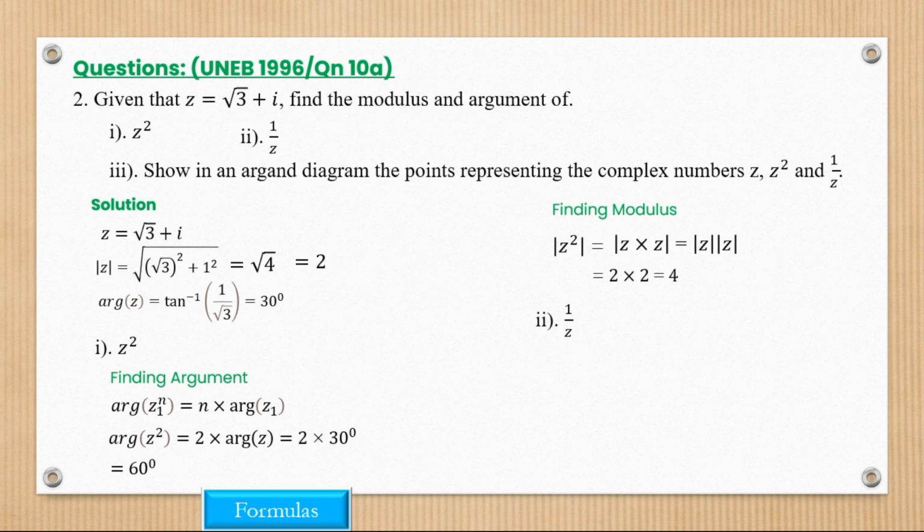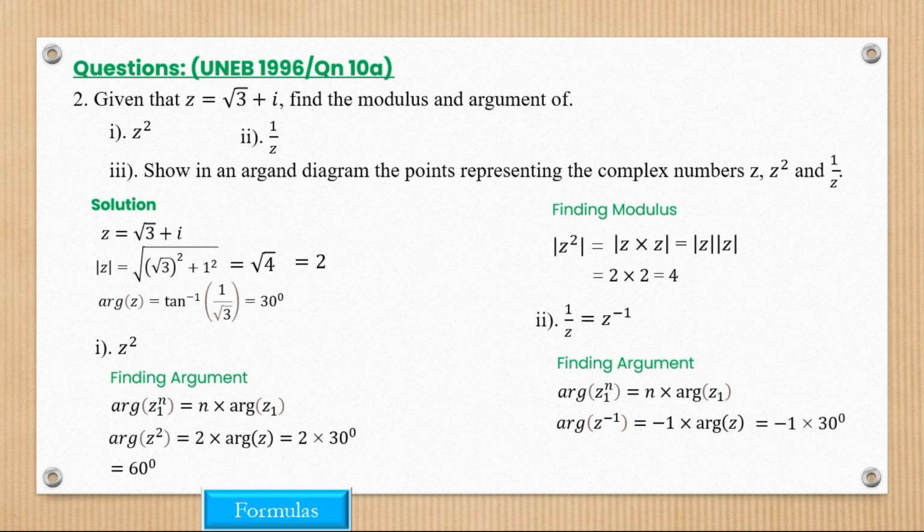For the second one, we're dealing with 1 over z. Now 1 over z is the same as z to the power negative 1, so it can be expressed that way. And from the powers of arguments, this was the formula we were given. So now we have the argument of z to the power negative 1, which is equal to negative 1 times the argument of z. The argument of z is known and it's equal to 30. So we have negative 1 times 30, which is equal to negative 30 degrees. So we found the argument. Let's find its modulus. Now this is the same as 1 over z, which can be separated as modulus of 1 over modulus of z. And then we know that modulus of 1 is equal to 1.